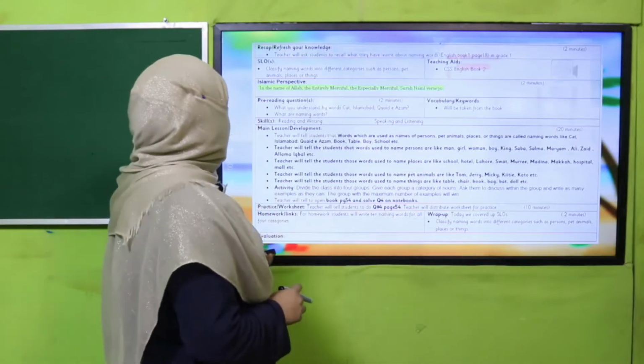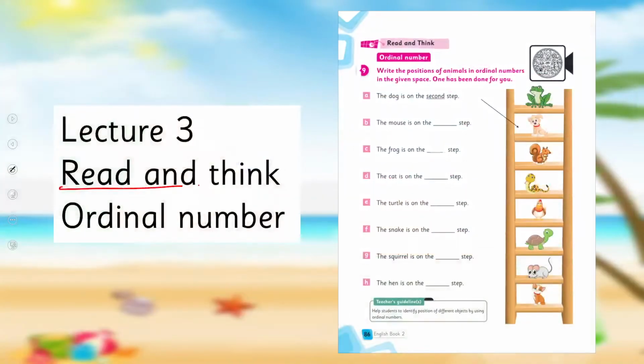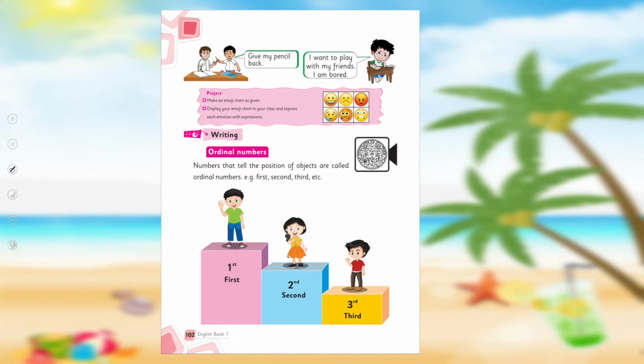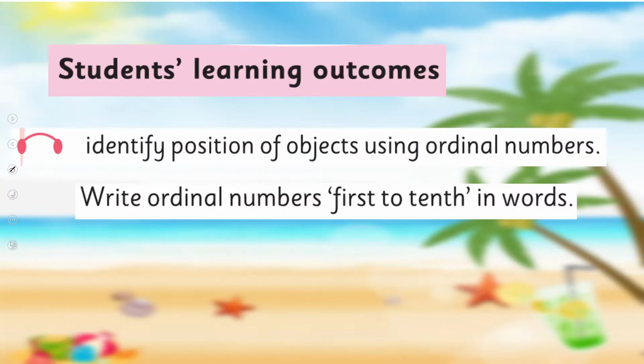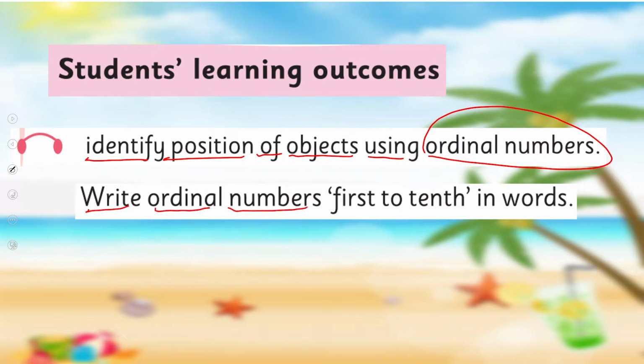Yes, my dear students, today under the title of Read and Think, we are going to learn about ordinal numbers. Before this, I have taught you ordinal numbers in grade 1. I hope you remember. If not, you may watch this video lecture again. And we are going to learn further to identify the position of objects using ordinal numbers, and to write ordinal numbers first to 10th in words. These are our today's SLOs.